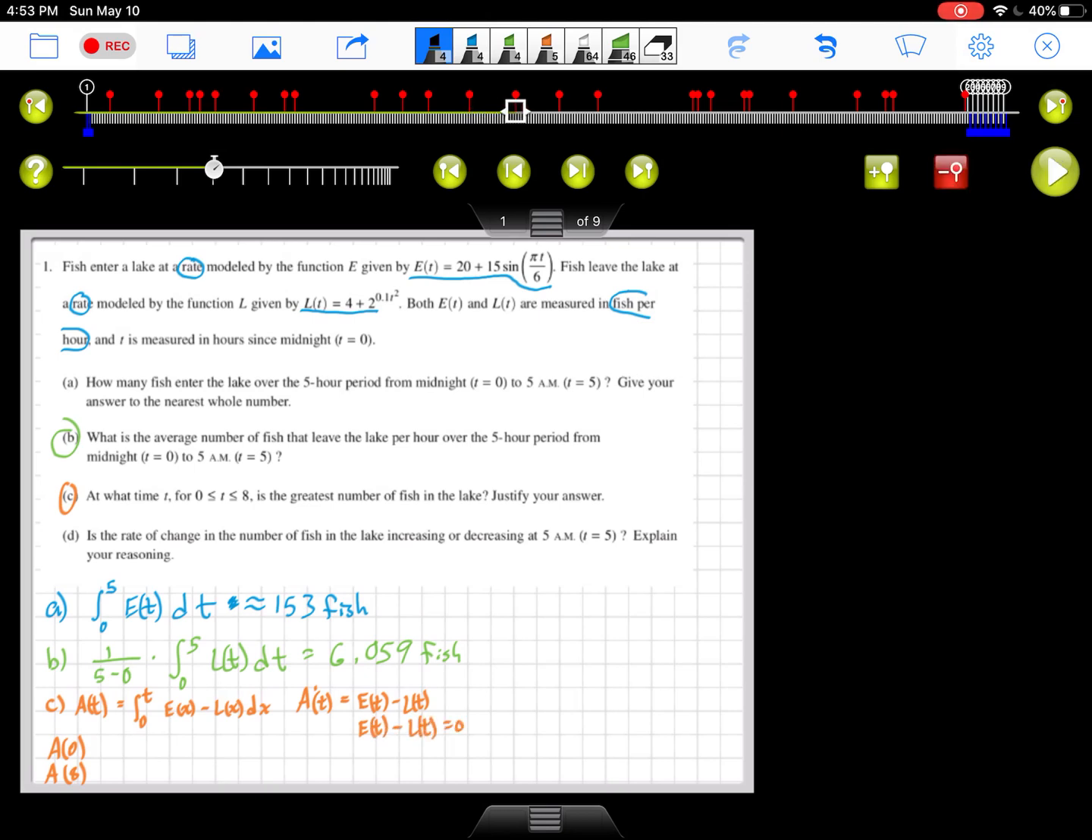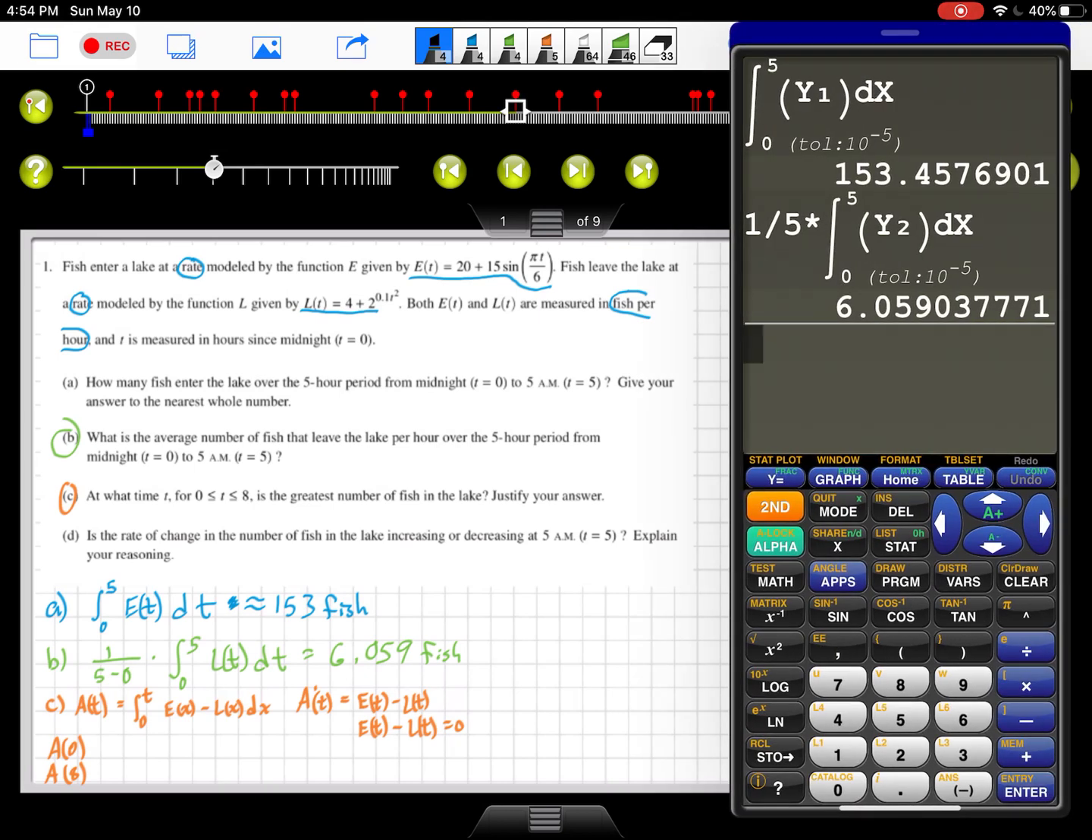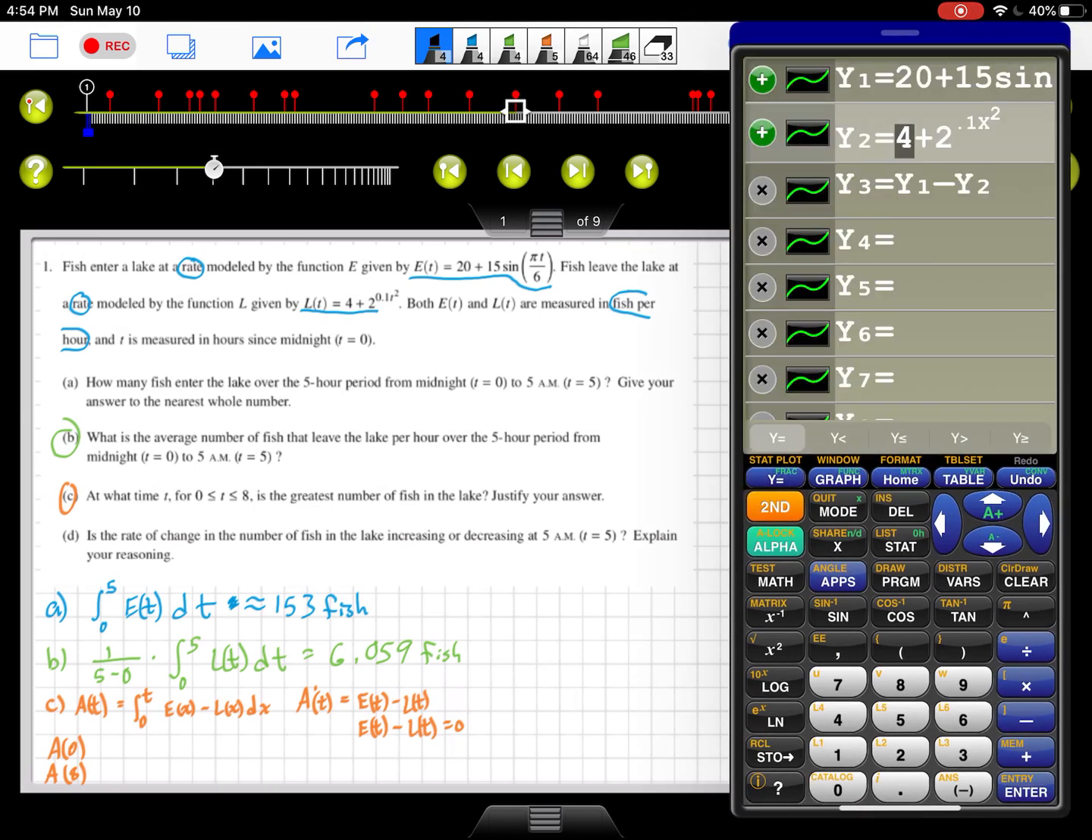Now, it sounds complicated, but luckily we have our handy-dandy calculator. So what I did is I went back to the y equals window. I unhighlighted my y1 and y2 so that my calculator didn't graph those. And then in y sub 3, I put in y1 minus y2. That is E minus L. All right.